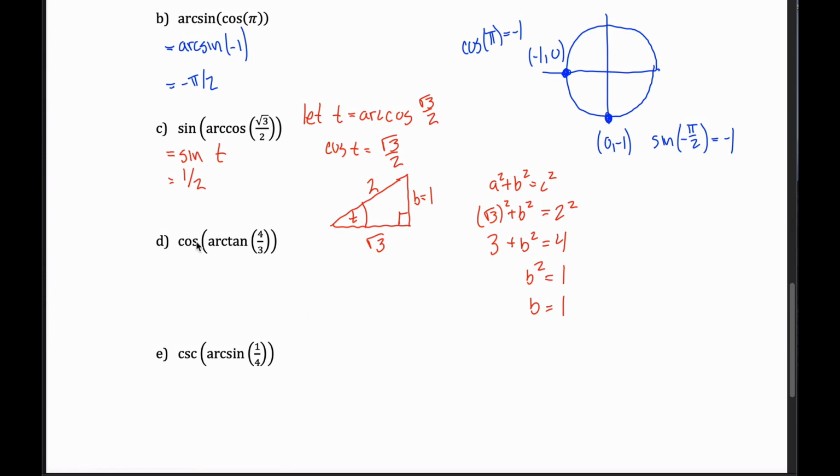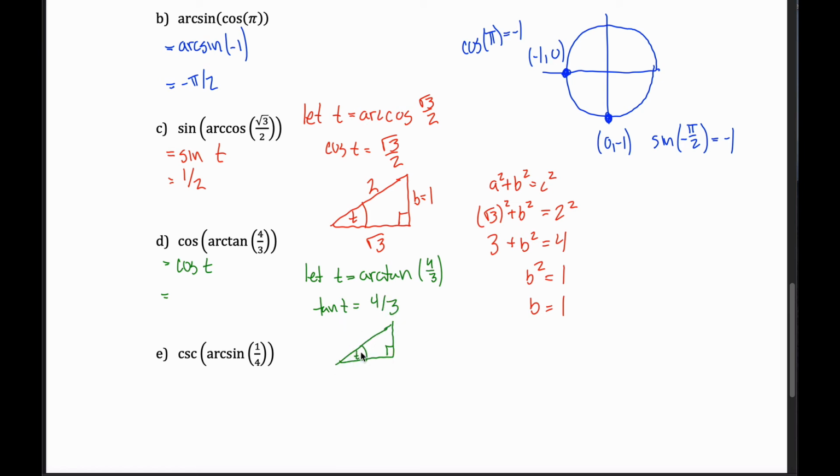We're going to do the exact same logic for part D here, except now instead of letting t be equal to the arc cosine of root 3 over 2, we'll let t be equal to the arc tangent of 4/3, the inverse trig function that's nested inside this composition. If t is the arctangent of 4/3, then part D is really just asking me for the cosine of t. More on that later. I can use the fact that t equals the arctangent of 4/3 to say that the tangent of t must be equal to 4/3, knowledge that allows me to draw a triangle.